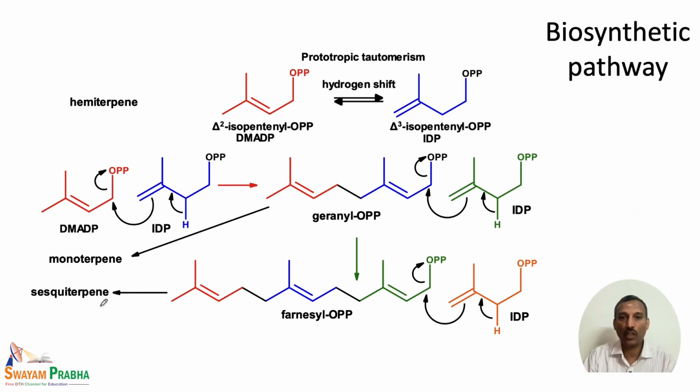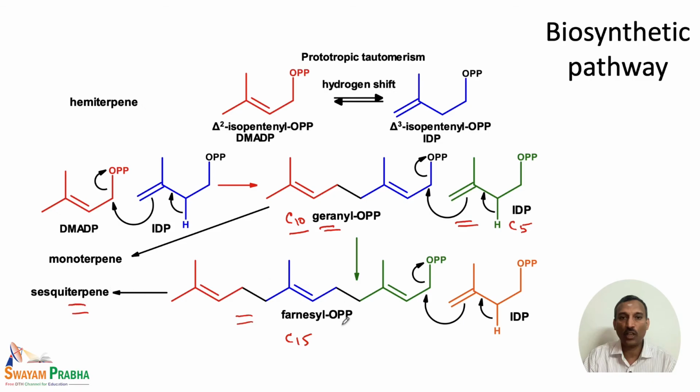And let us look at how the sesquiterpenes are actually formed. We have seen geranyl phosphate is formed by the combination of DMADP and IDP. The geranyl phosphate once again reacts with one more molecule of IDP. So we have a C10 unit here in the geranyl unit. We have IDP, which has a 5 carbon unit. So C5 plus C10 leads to C15. So the farnesyl OPP is the starting material for most of the sesquiterpenes.